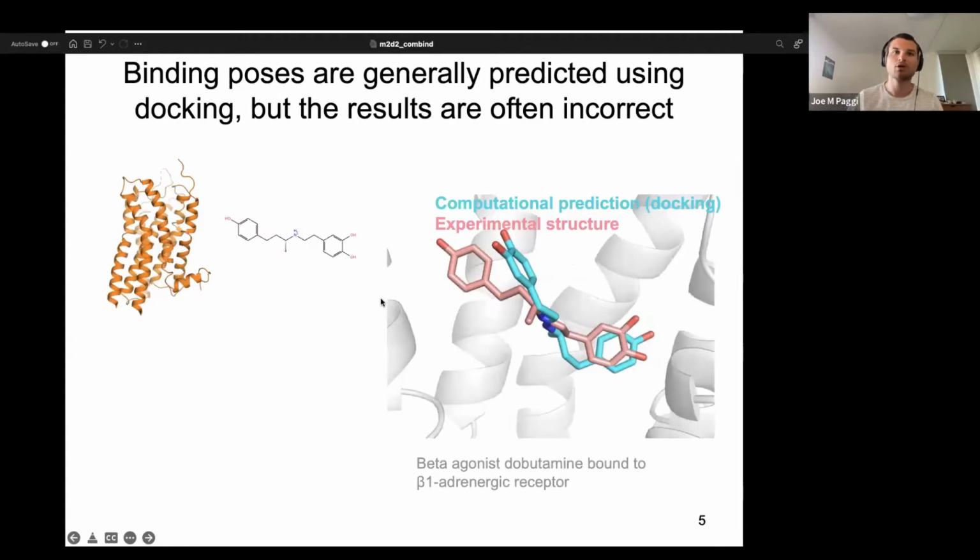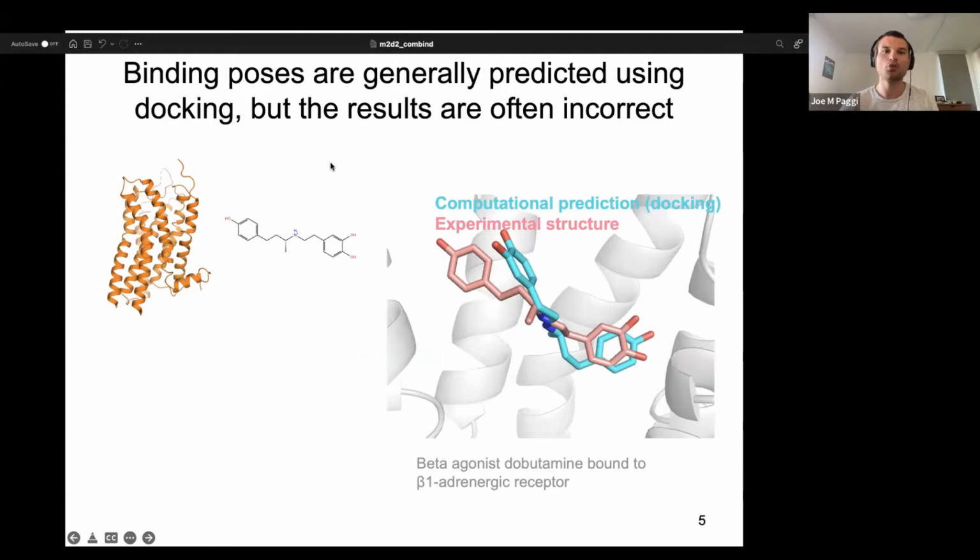Binding poses are generally predicted using physics-based docking. Basically, these methods take the structure of the protein and the 2D graph of the ligand, sample a bunch of poses, score them based on the energetic interactions between the protein and the small molecule, and pick out what they think is the best one. However, unfortunately, the results are often incorrect, in our benchmarks about half the time.